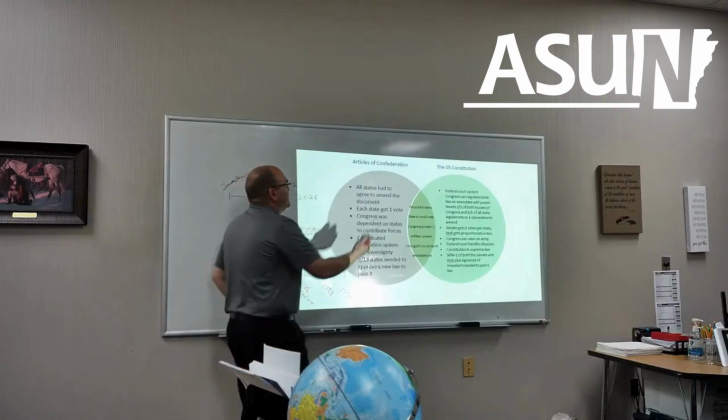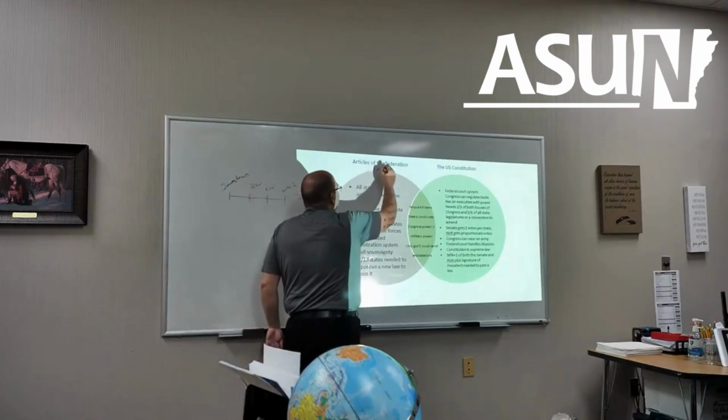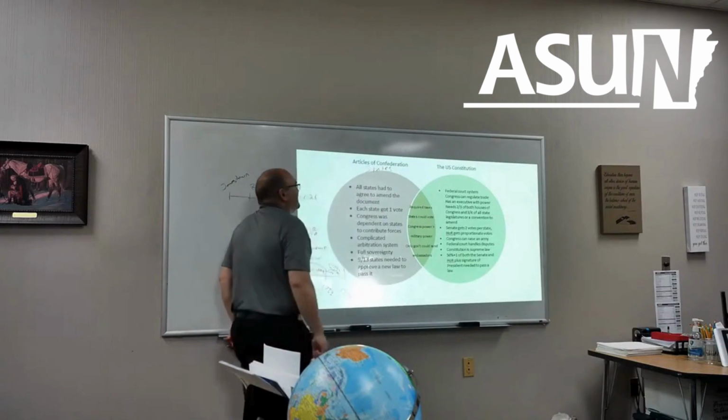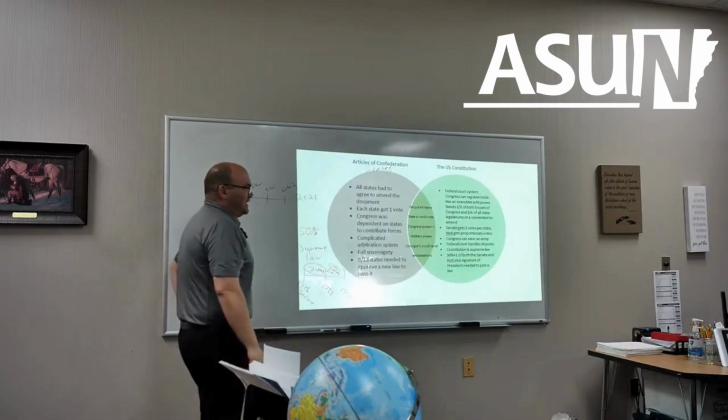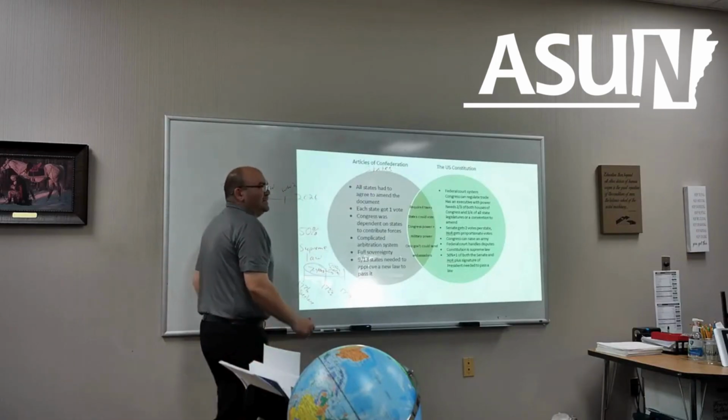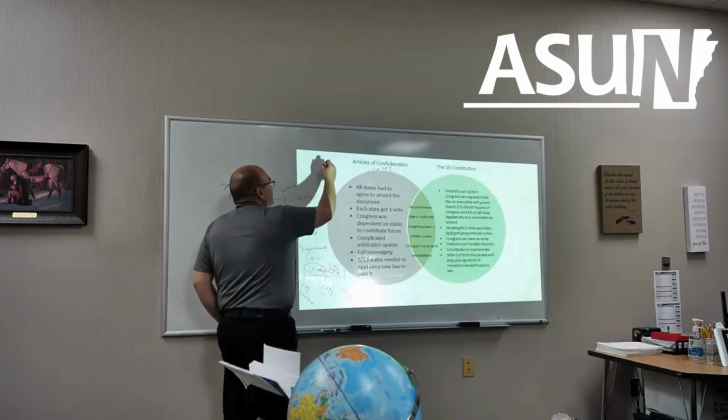So, the Articles of Confederation, who has the power? The states. And why did they do that? Why did they do that? Because they wanted to decentralize power.